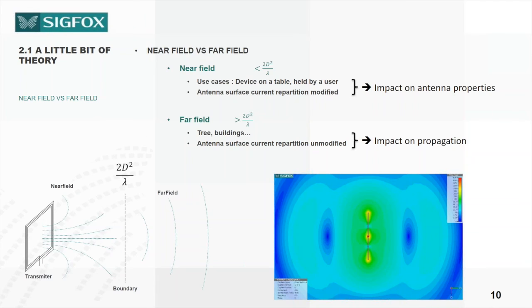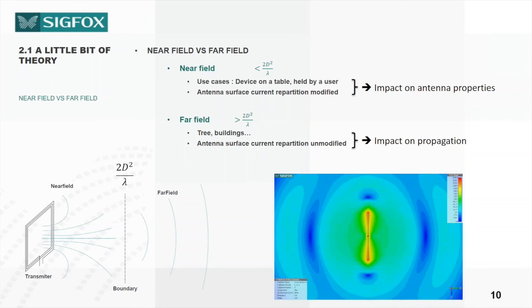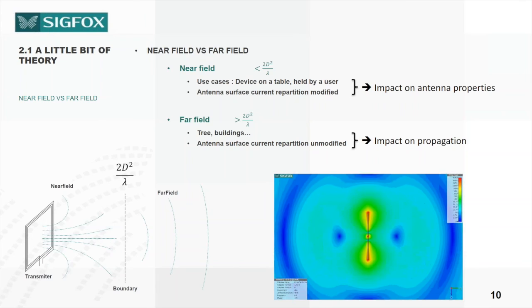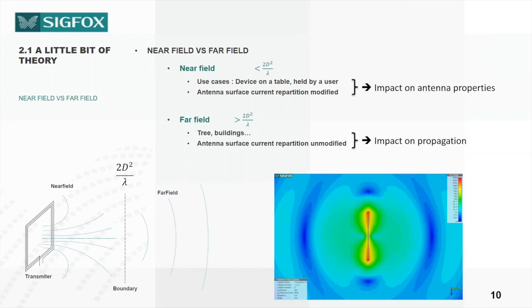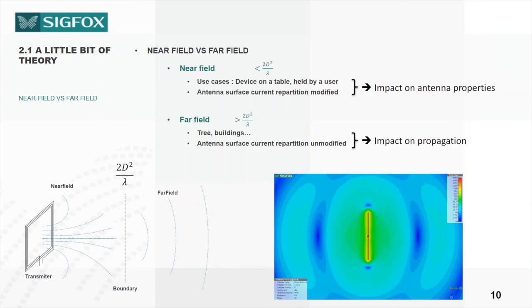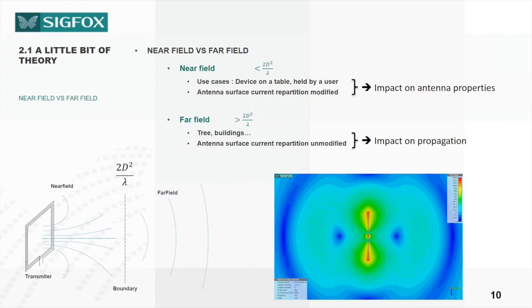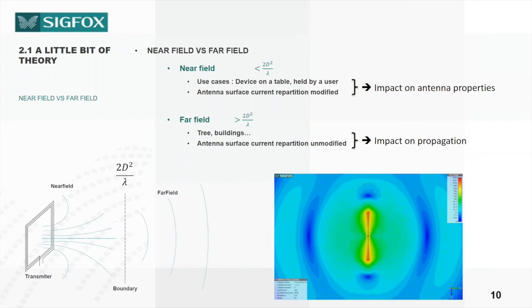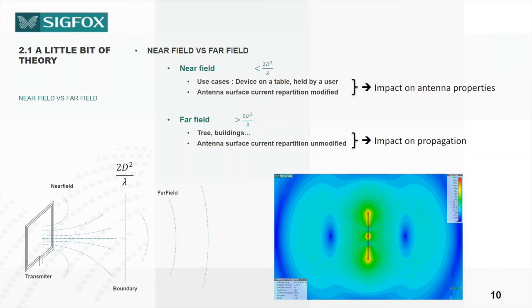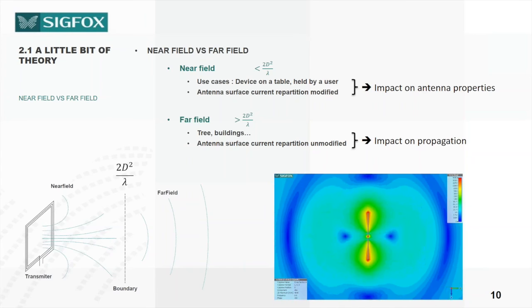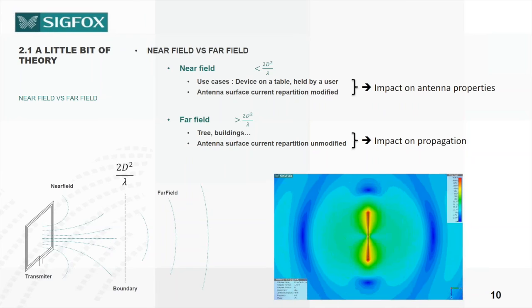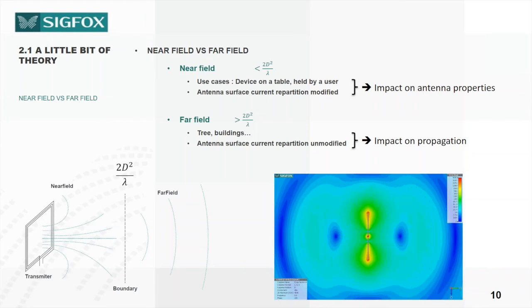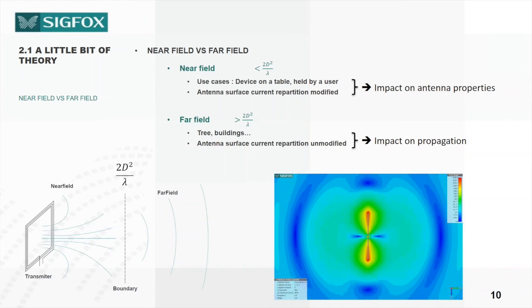So it is important to understand that you have the near-field area, which is close to the antenna. In the case of a SIGFOX device, it is about a few tenths of centimeters, and that includes, for instance, the casing that will have an impact. If someone is holding the device, then the hand will be in this near-field area. The far-field area is more about propagation, as I said, so the tree between the device and the base station will only impact the propagation.